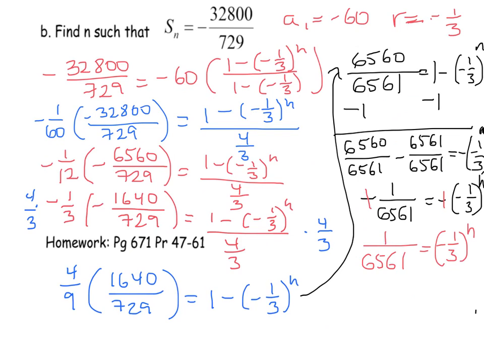So now I need to see what power I need to raise 3 to get 6,561. And so if I raise negative 1/3 to the 8th power, I end up having an answer of 1 over 6,561. Therefore, n is equal to 8. So if I add up 8 terms in the same sequence, I'm going to end up having a sum of negative 32,800 over 729.